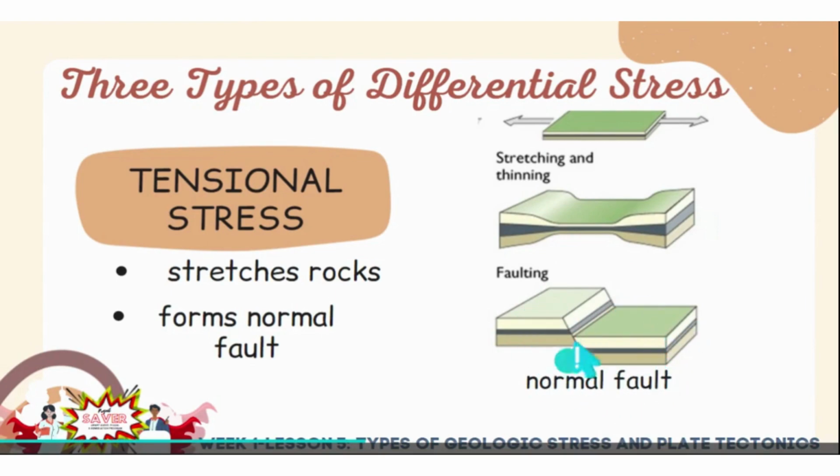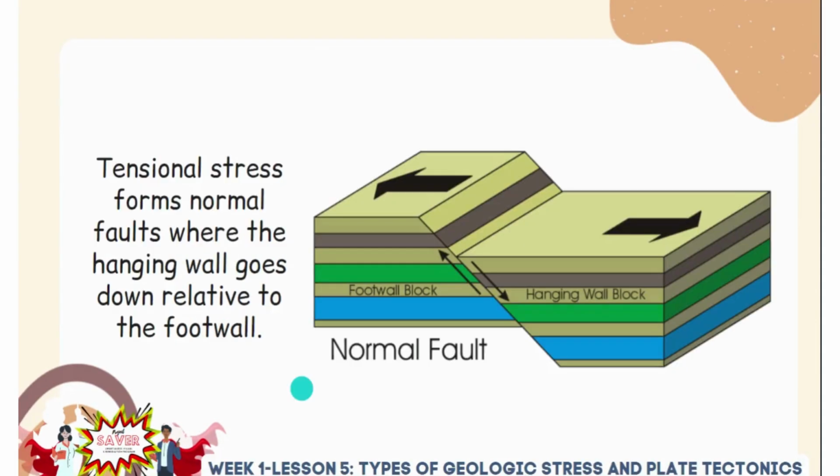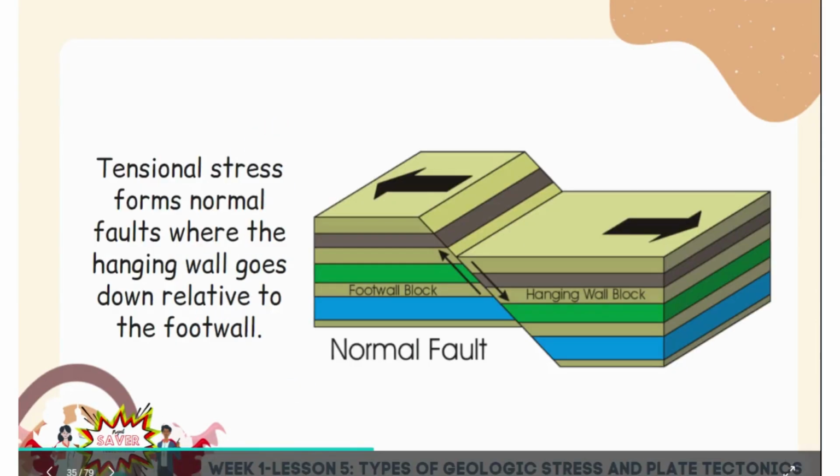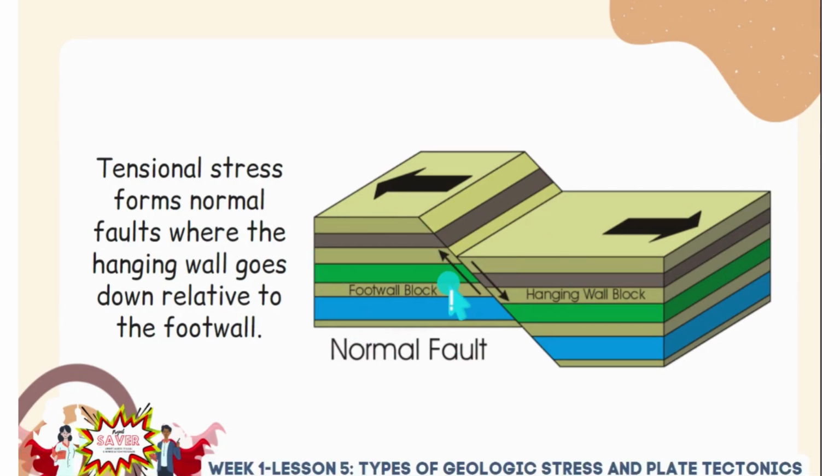Later on, aside from stretching and thinning, pwede rin siyang maka-form ng normal fault. Ano nga ba ang normal fault? Pag sinabi natin normal fault, ang hanging wall ay bumababa naman relative or with respect to the foot wall. Matatandaan natin kanina sa reverse fault, paangat ang hanging wall. Pero dito, dahil sa tensional stress, ang hanging wall naman ay bababa.